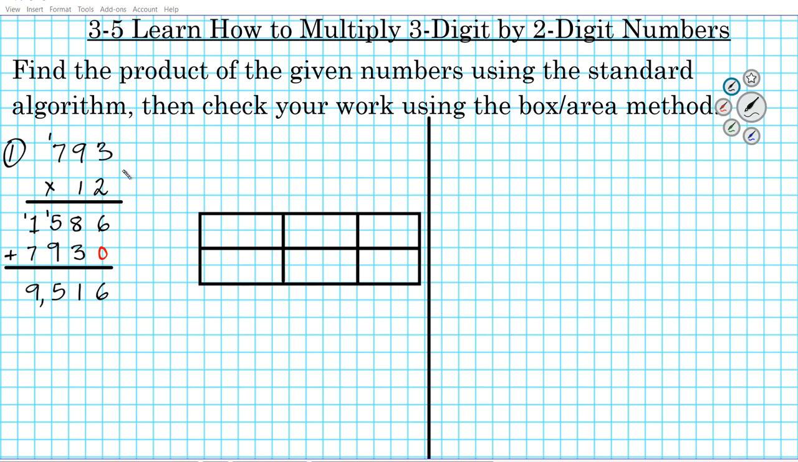We're just going to break down these two numbers, orient them horizontally and vertically, and then multiply. So 793 is going to be 700 plus 90 plus 3. We went over this in lesson 3.4. And then we're multiplying that by 12. What is 12? 12 is 10 plus 2.